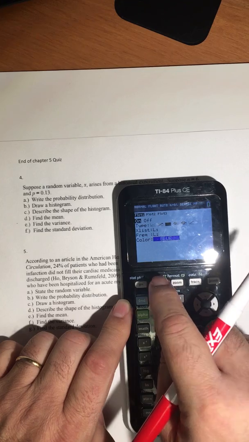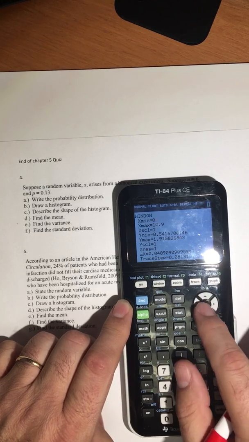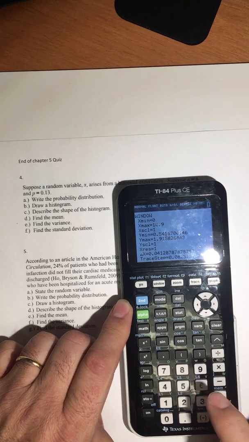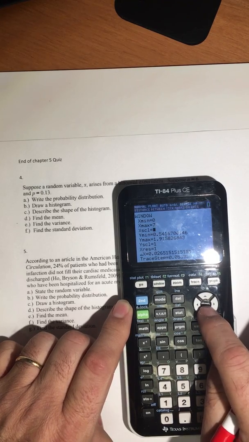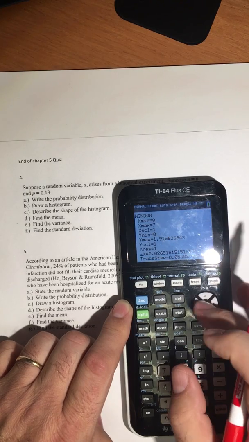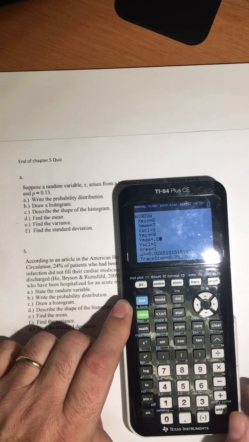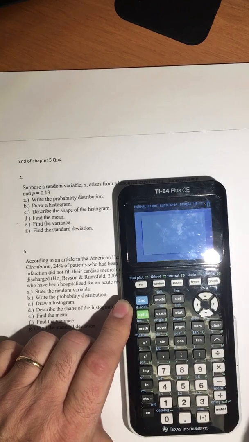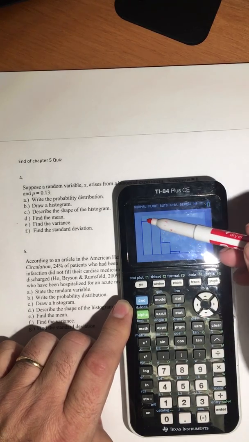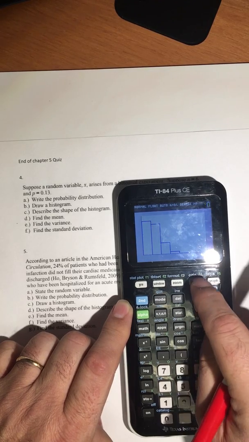So then I'm going to go to the window, and we're going to say, well, the smallest possible outcome is 0, and the largest possible outcome is 6. I'll go one bigger than that, 7. And then I didn't look at what those probabilities were, but I know the smallest probability is 0. And the largest probability, I'm not sure what it is. I'll just type in 0.5 and see if we can see everything. There it is. So if I hit trace, and trace.